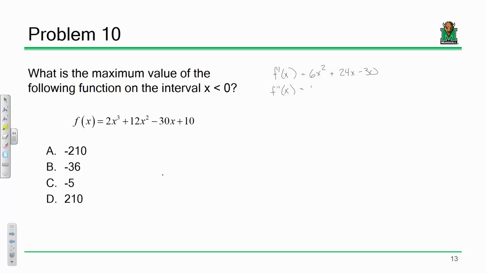So the second derivative is 12x plus 24, right? Okay. So how does this work? Well, we need some local extreme values. So we set the first derivative equal to 0. So solve for x.